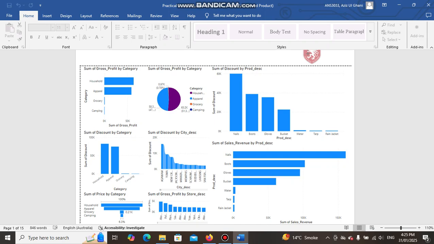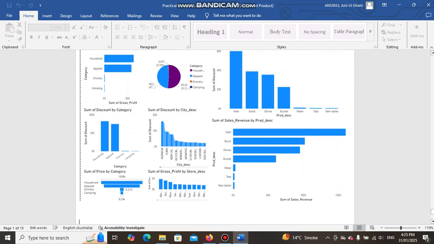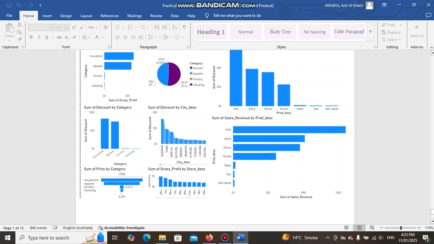And the third one is the sum of discount by product description. We can see the nails with the highest discount. This one is the sum of discount by category. Sum of discount is on the left side of the chart. This one is sum of discount by city description, sum of sales revenue by product description, sum of gross profit by store description, sum of price by category.